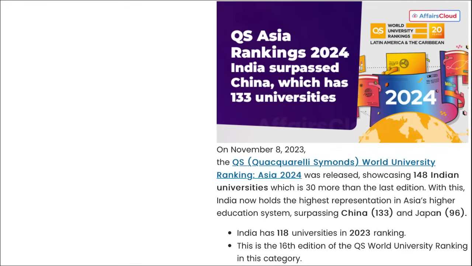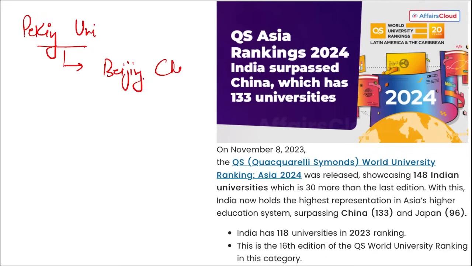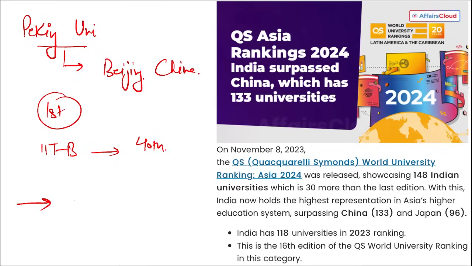The next question that can be asked is which university secured the top position in the QS Asia ranking 2024. It is Peking University. This Peking University is in Beijing, China, and they have retained the first position in the QS Asia ranking 2024. Then IIT Bombay, in Mumbai, Maharashtra, secured the top position among the Indian universities with the 40th position. And which edition of this QS University Rankings Asia was observed this year? It was the 16th edition. Where is the headquarters of QS? It is in London.